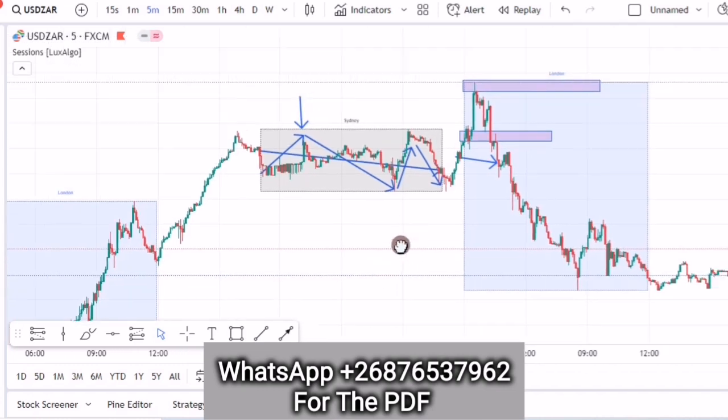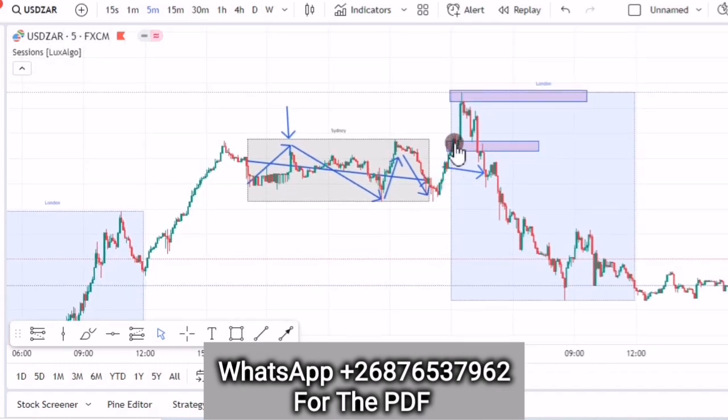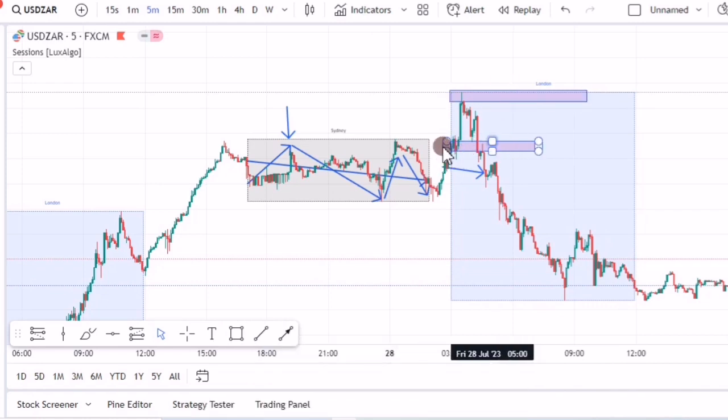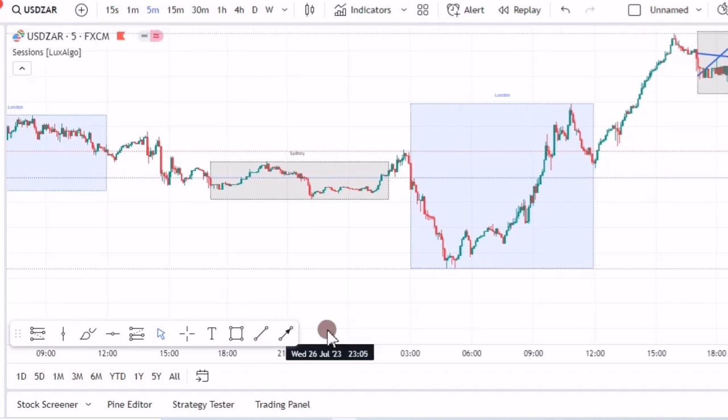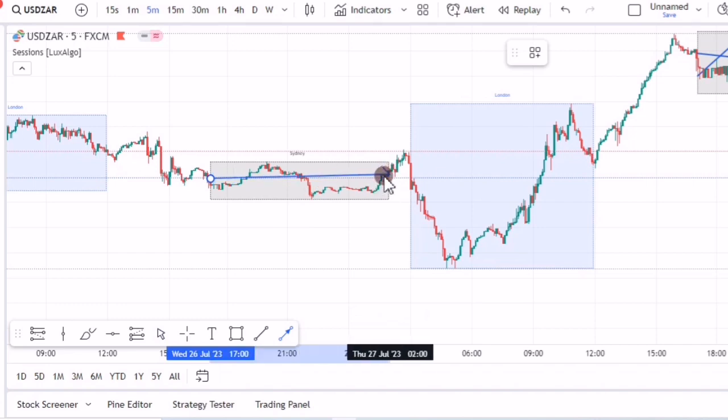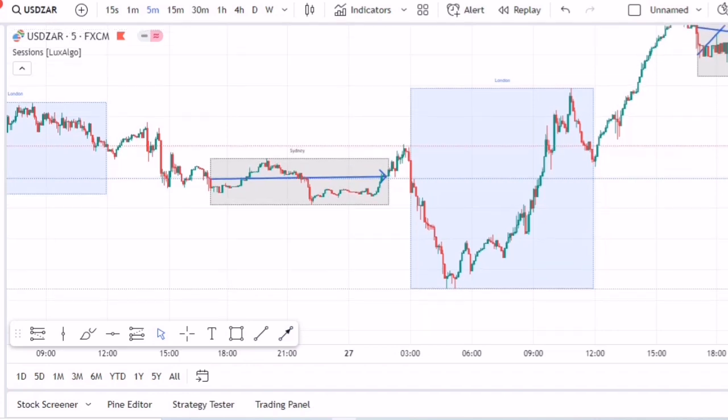Okay, and then I know that for USD ZAR I should start looking for trades on the London session, 9 a.m. GMT +2, but before I take the trade, I do the analysis on the Sydney session first. So let's see what happened right here. You mark the first part and then the ending part on the Sydney session, and then guess what?